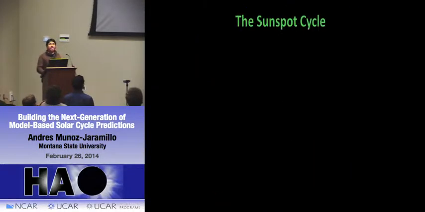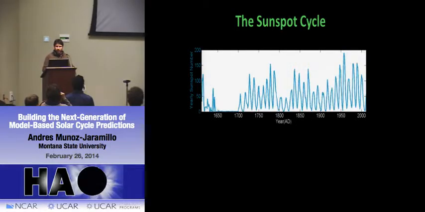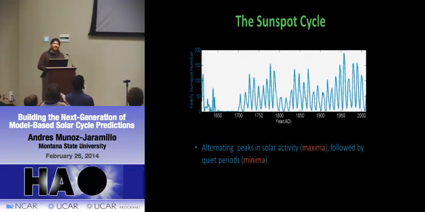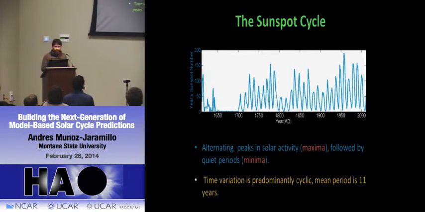So I will start with an introduction to the solar cycle. What you see here is the smoothed sunspot number during the last 400 years. You're probably familiar with it, but let me just go through the basics and ramp up things. There are alternating peaks of solar activity, which we call maxima, followed by quiet periods, minima. And we have a very clear modulation with a mean period of 11 years.